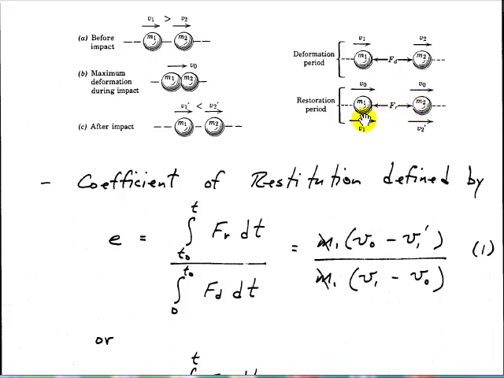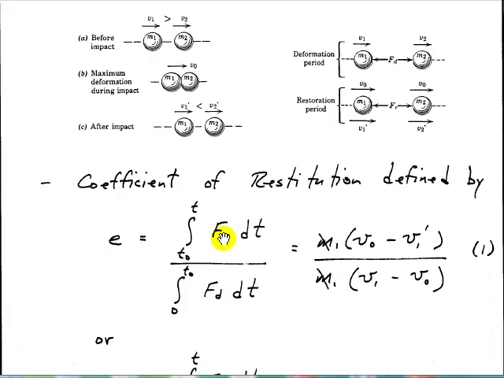We will define the coefficient of restitution in terms of those restoration impulses and the deformation impulses, and because we may not get complete recovery of the energy, our restoration impulse is generally less than the deformation impulse. So taking the ratio of those two terms, our coefficient of restitution is typically a number that's less than 1. It's never bigger than 1 and never smaller than 0.